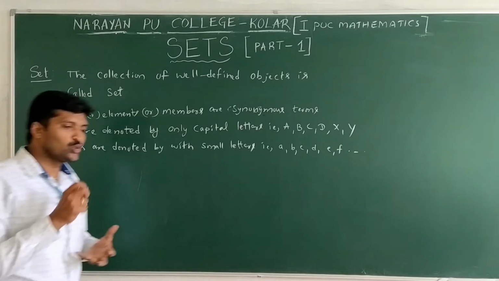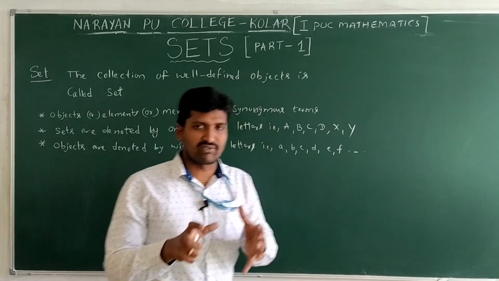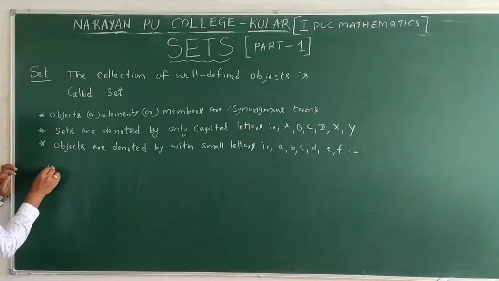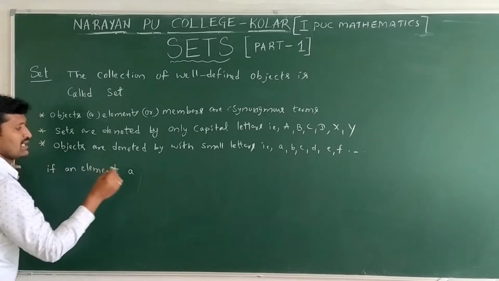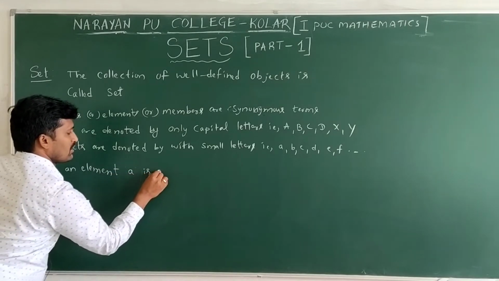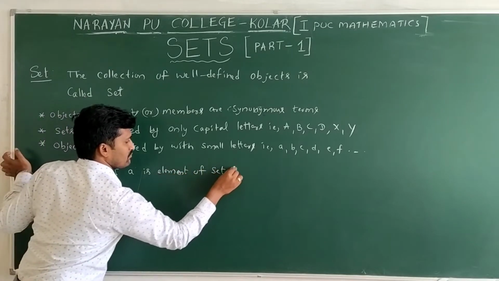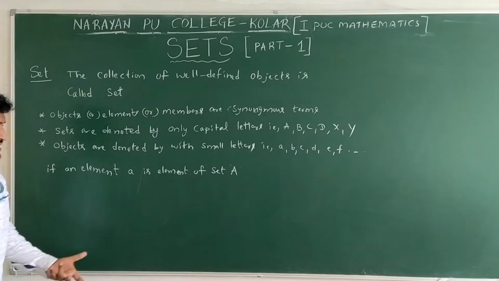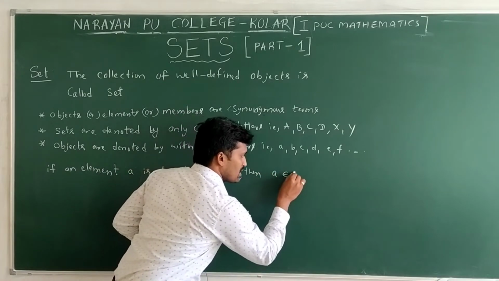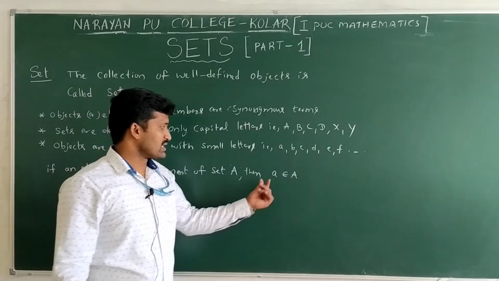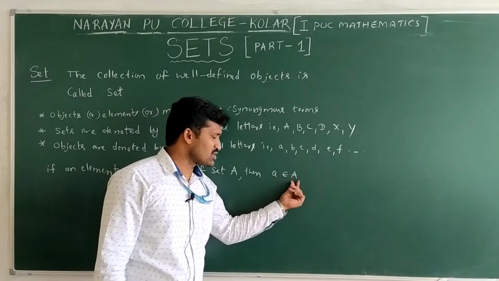For example, how to identify that a particular element is in the set, belongs to the set, is a part of the set. Now, for example, if an element small a is an element of set A, then how to write this? Then we can write small a belongs to A. This element a belongs to set A.